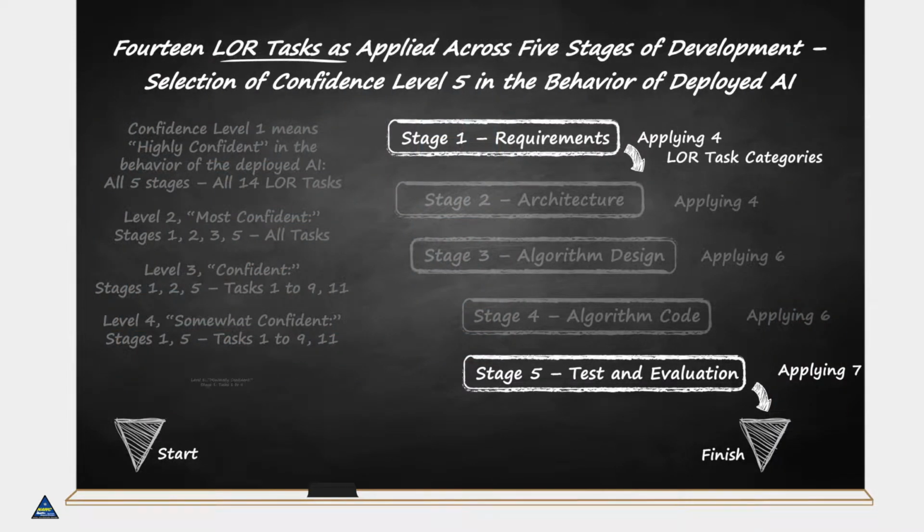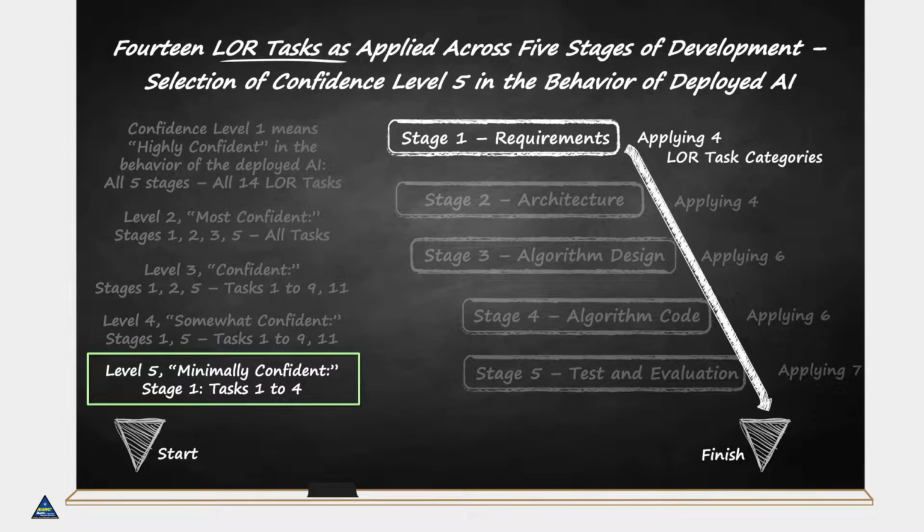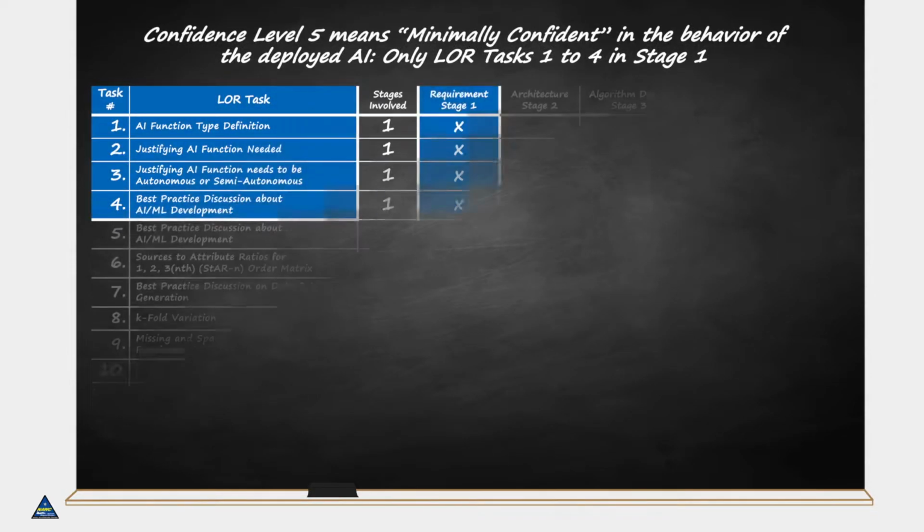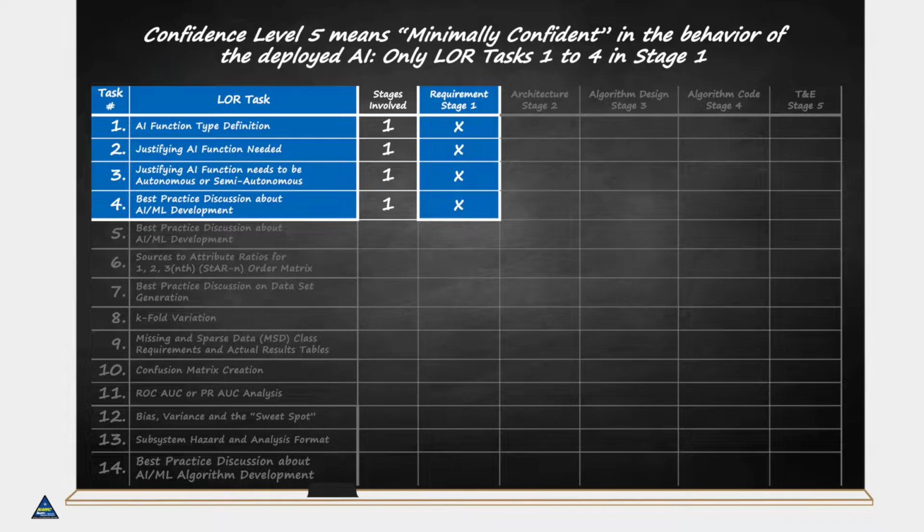If you want minimal confidence, we recommend at least going through stage 1. And there's only 4 LORE tasks that we're going to recommend you go through. And I think that when we review the LORE tasks again, it will make a lot of sense. But remember, the first LORE tasks involve just justifying that you're using an AI system and what level of autonomy. So this is about just using the first 4 level of tasks. You'll have minimal confidence, but at least you'll have some level of confidence in the behavior of the AI when it's deployed.